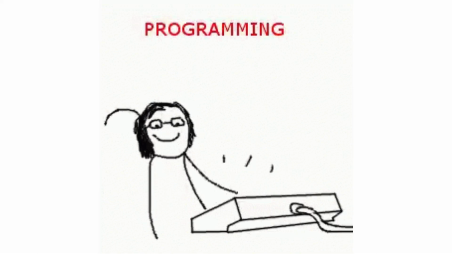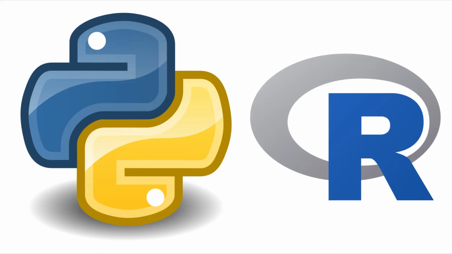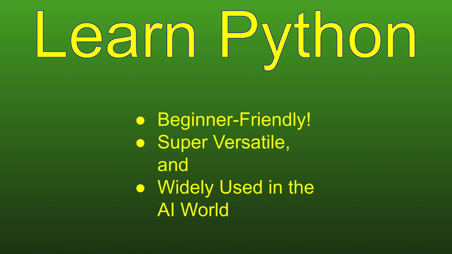Next up, let's talk about programming. The two most popular languages for computer vision are Python and R. But if you are just starting out, I would highly recommend learning Python. It's beginner friendly, super versatile, and widely used in the AI world.